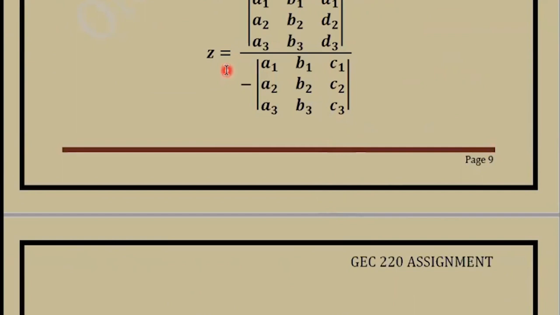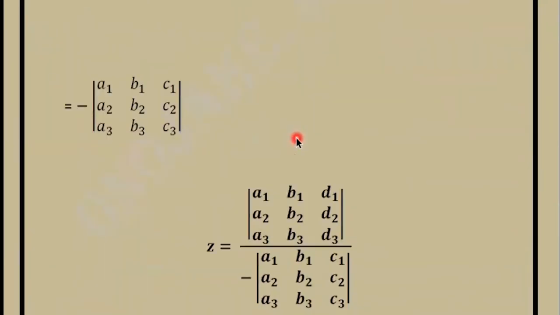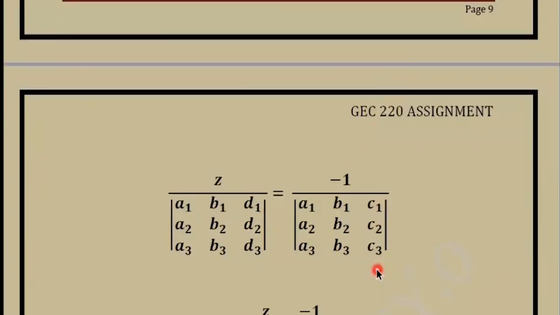Here, z is the subject of formula, so we need this minus to be outside. And we need it to look exactly like how we were told to make it look like. So in doing that, we multiply both sides and we get this.